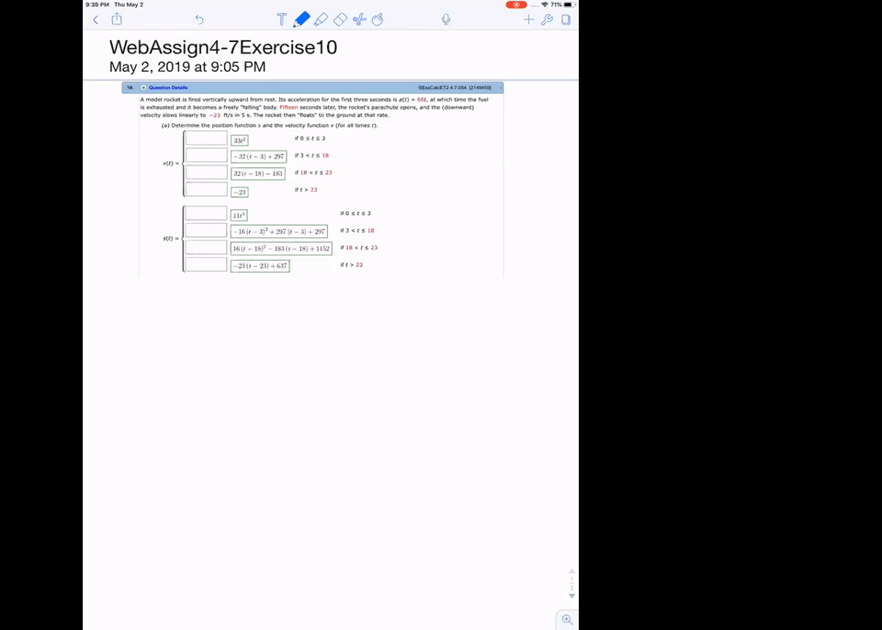15 seconds later, the rocket's parachute opens and the downward velocity slows linearly to negative 23 feet per second in 5 seconds. The rocket then floats to the ground at that rate. And we're asked then to determine the position function and the velocity function as a function of t.